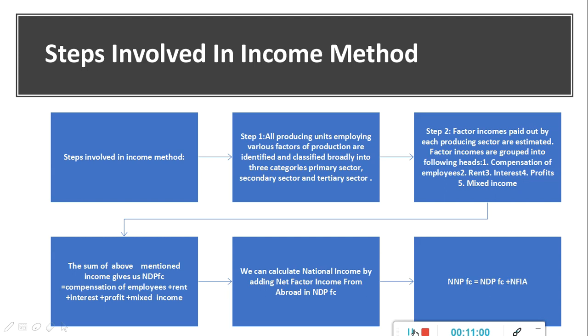And after calculating net domestic product at factor cost, we will arrive at our national income by adding net factor income from abroad to net domestic product at factor cost. NNPFC, net national product at factor cost, equals net domestic product at factor cost plus net factor income from abroad. If net factor income from abroad is given as minus, for example minus 5, we will take it as minus 5. If it is given as plus 5, we will take it as plus 5.